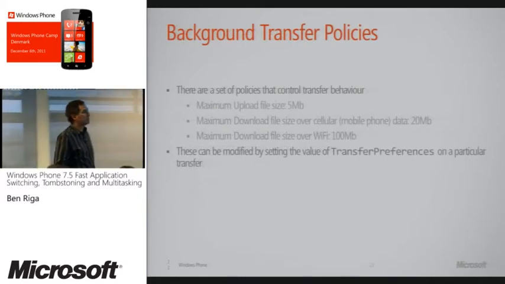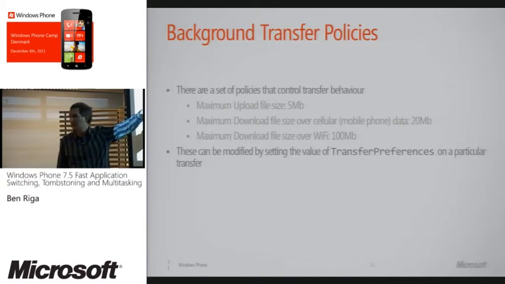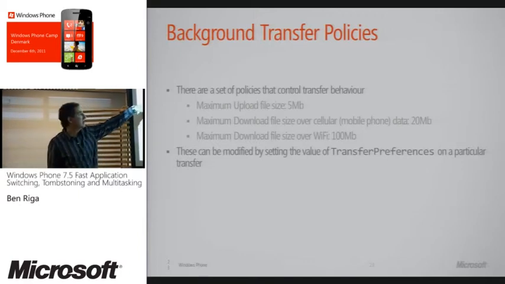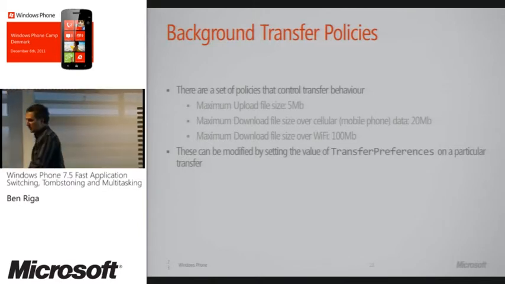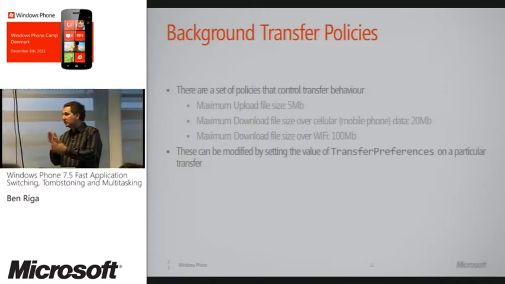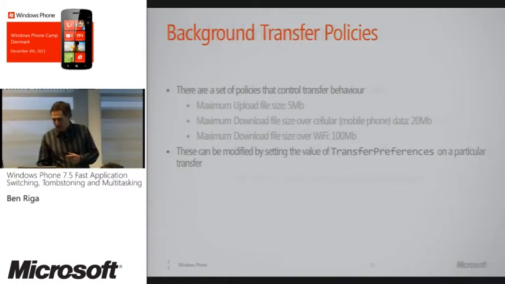The maximum file upload size is 5 megabytes. Over a cell network it's 20 megabytes. Over Wi-Fi, it's 100 megabytes. If you have files that are bigger than that, then clearly you're going to have to chop them up so that you don't hog the queue with 3 gigabyte files, downloading VHDs to your phone or whatever.